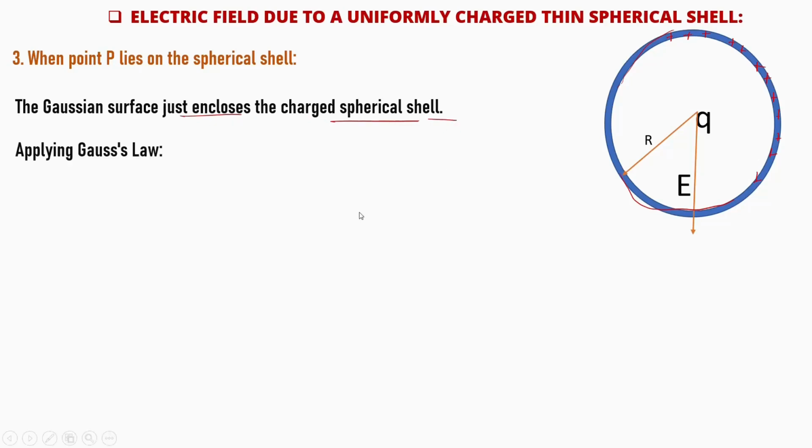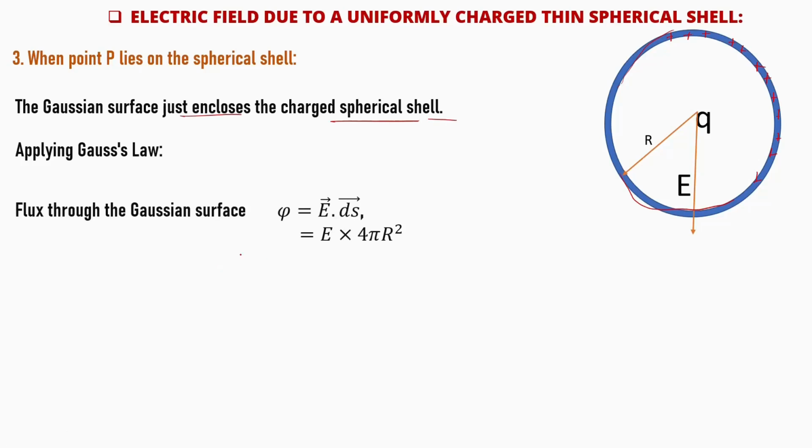So here again we have to apply Gauss's law. The flux through the Gaussian surface, by definition, is equal to E dot ds. This time, if we open up the surface area, the Gaussian surface is surrounding the shell itself, that is, the Gaussian surface has radius vector r, so this becomes 4 pi r square.